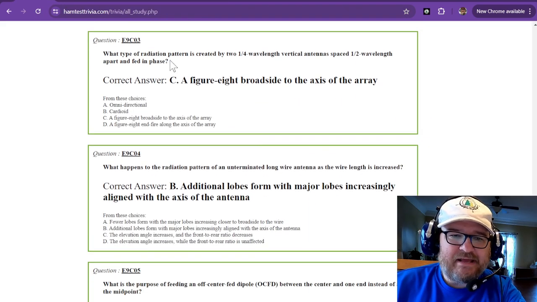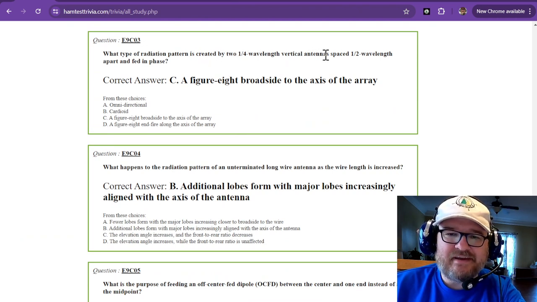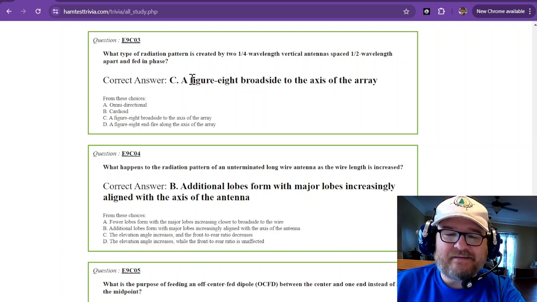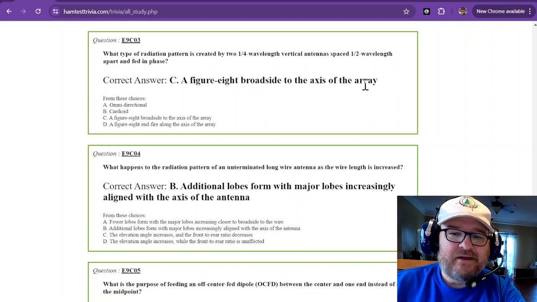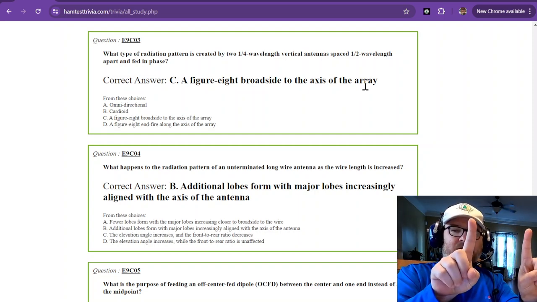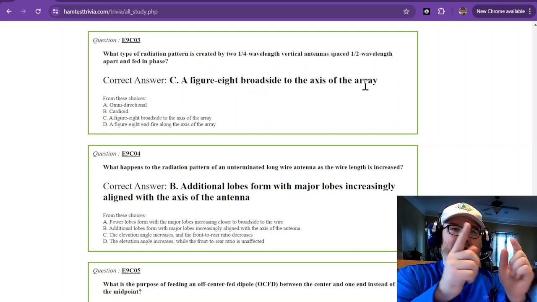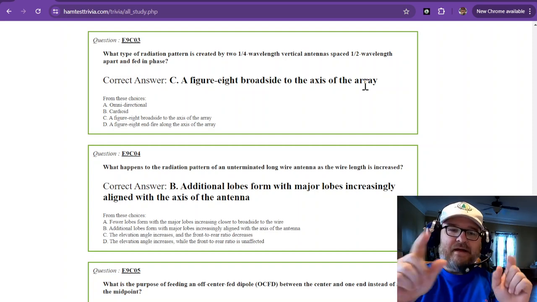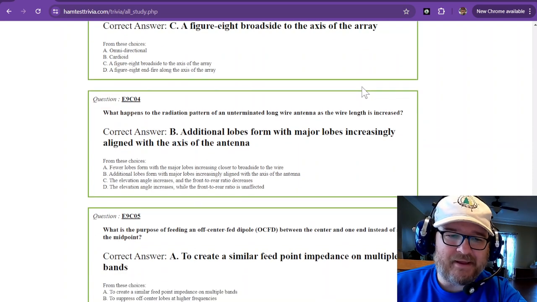What type of radiation pattern is created by two 1/4 wavelength vertical antennas spaced a half wavelength apart and fed in phase? Well, now you get a figure 8 broadside to the axis of the array. So instead of being this way along your antenna, it's now going this way from your two antennas. Pew! And that's wave shaping or wave forming.